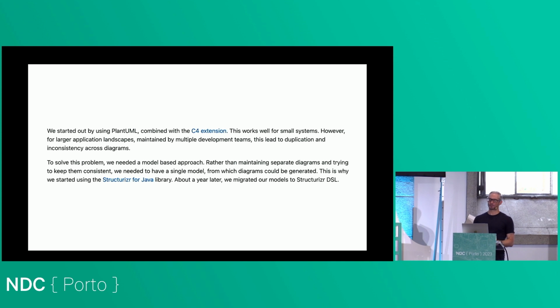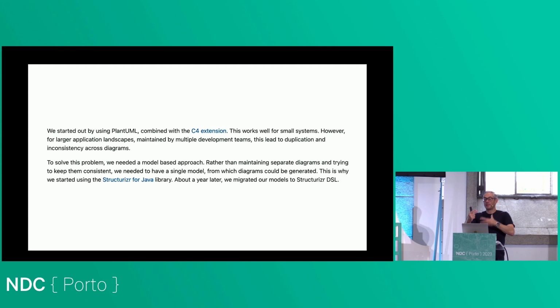Why is this useful? Many people start out with C4 PlantUML. They create a bunch of text files in PlantUML format, and that works for small projects or small code bases. And then over time, they add more. They want to model more systems in their environment, in their group, in their department, and they start to get inconsistencies between all these different diagrams.